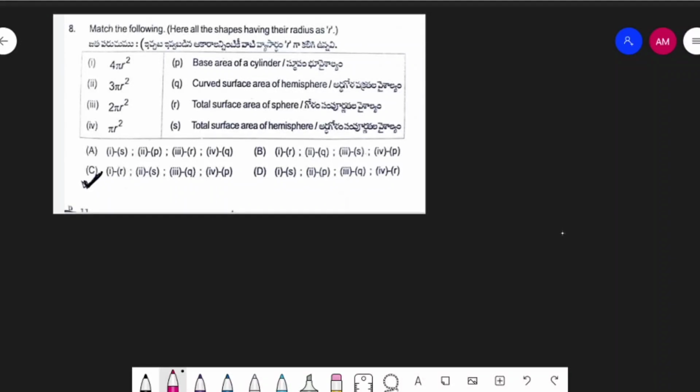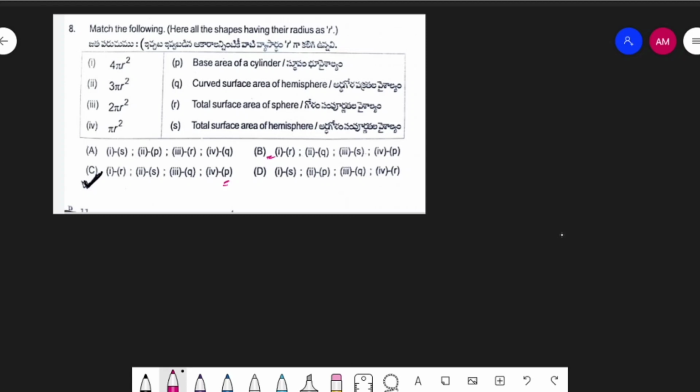So what they have given: match the following. Here all the shapes have their radius as R. So let us move to the right hand side instead of the left hand side. What is given in the right hand side? Base area of a cylinder. What will be the base of a cylinder? It's nothing but a circle. So the area of a circle is pi r square. So the fourth one is mapped to P. How many options are we having? 2 options. Okay. Let us check which one is correct, either B or C.